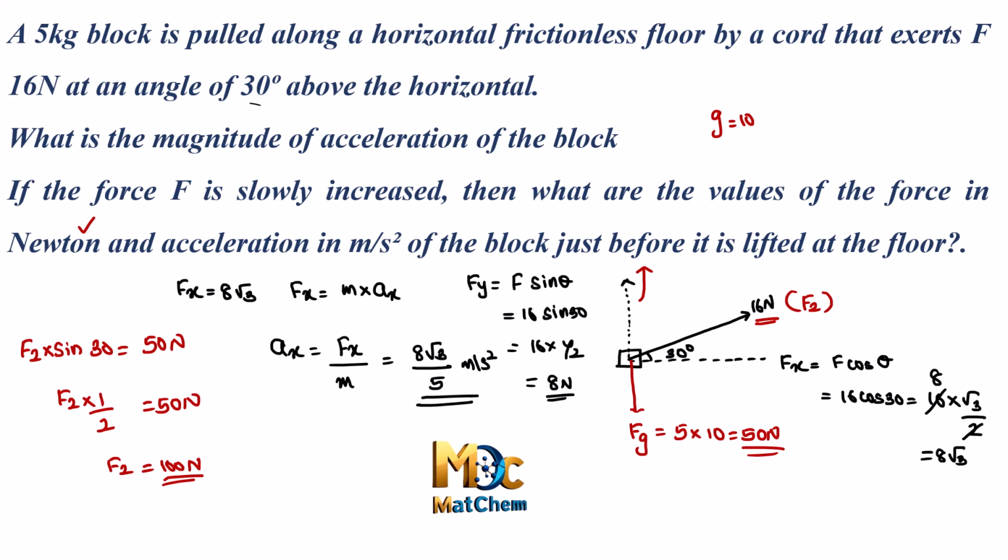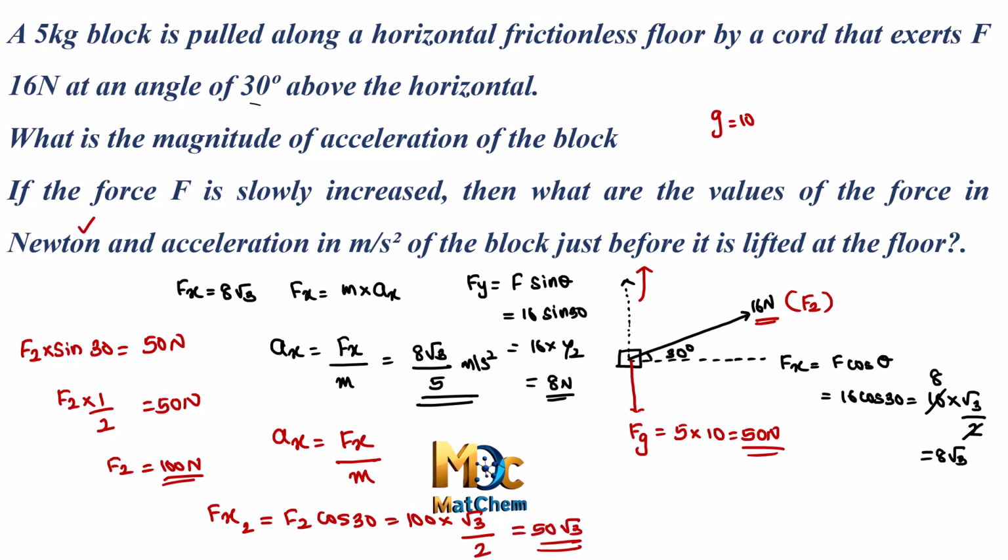So what is the acceleration of the block when it is just lifted off the floor? That means we need to calculate the acceleration of the block along the x-axis. Acceleration ax will be equal to the component of force along the x-axis divided by mass. We need to calculate the component of the force F2 along the x-axis. That means Fx2 is equal to F2 cos 30. What is the value of F2? 100. What is the value of cos 30? Root 3 by 2.